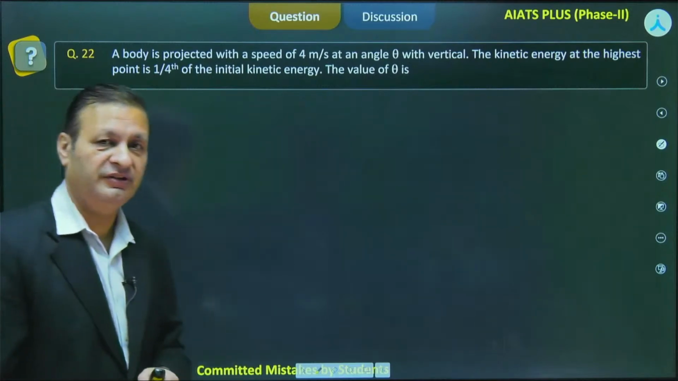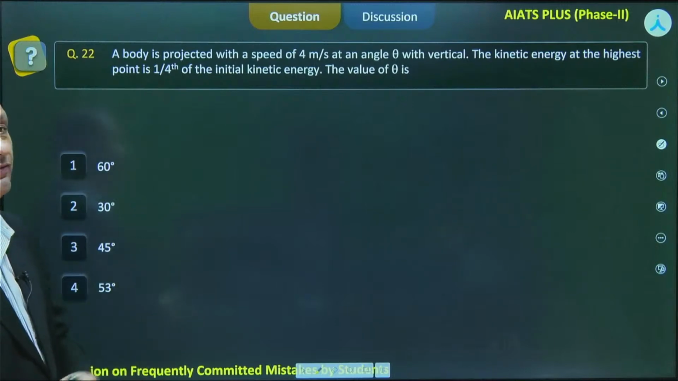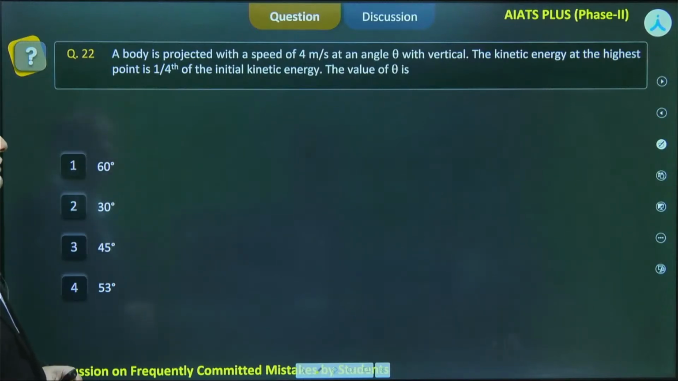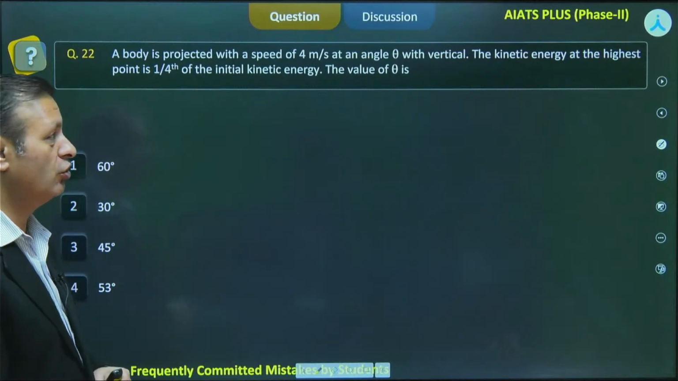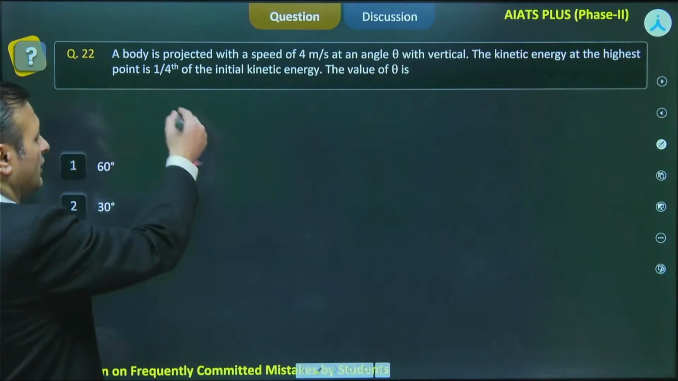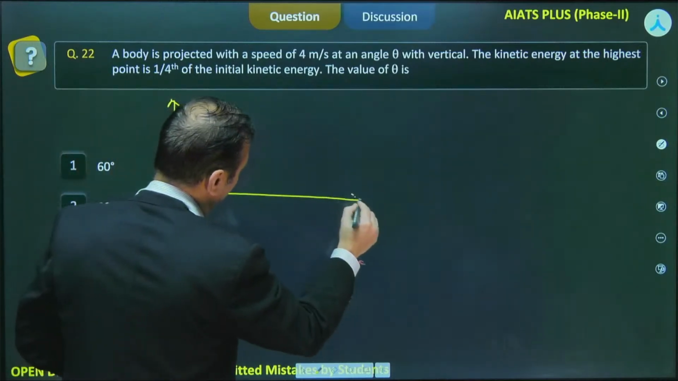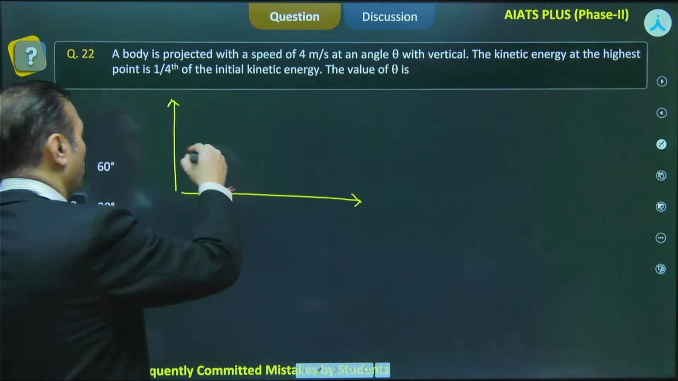Now, this is something more. A body is projected with a speed of 4 meters per second at an angle theta with the vertical. The kinetic energy at the highest point is 1/4 of its initial kinetic energy. The value of theta is. So let's understand the very same concept. So the body is projected.